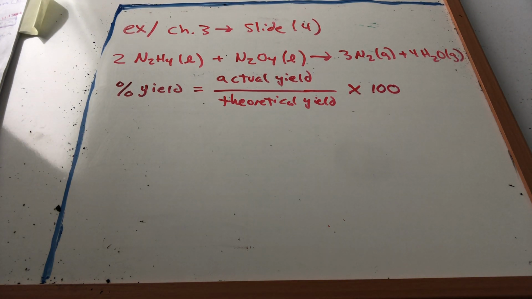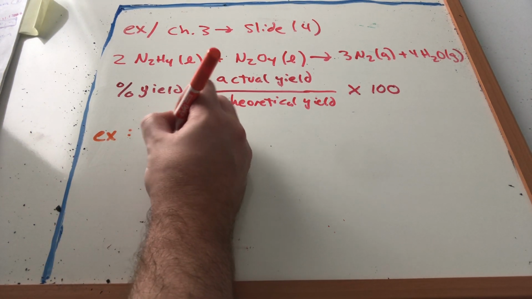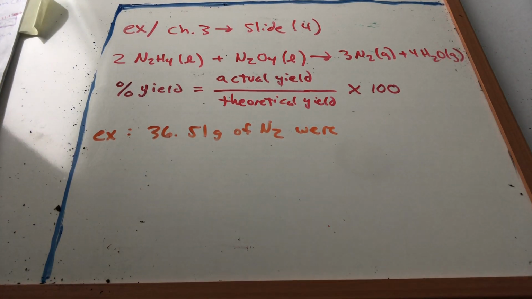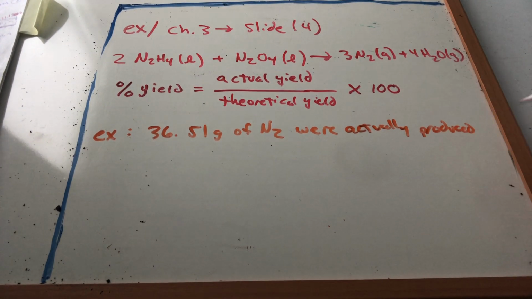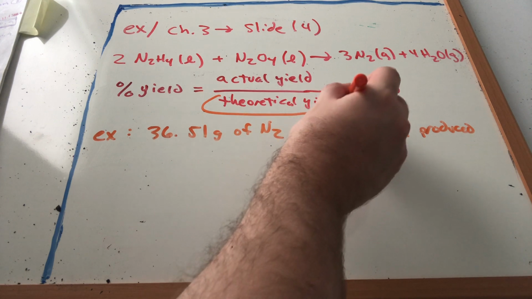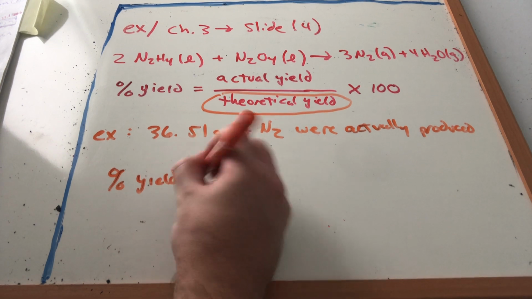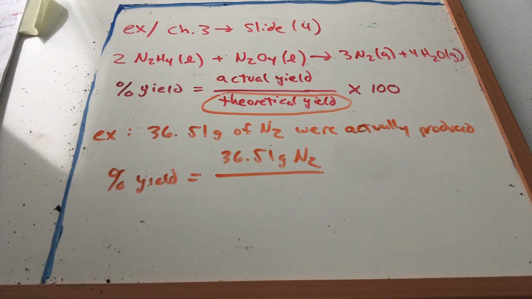So let's tack on another part of this example. We're going to stick with the same example from the slide, okay? And I'm going to add, okay, what happens if 36.51 grams of nitrogen were actually produced? What we can do is we can calculate our percent yield now, okay? Because we've already been through the process of determining what the theoretical yield was, okay? So let's calculate a percent yield. Our actual yield is given to us, 36.51 grams of nitrogen, okay?